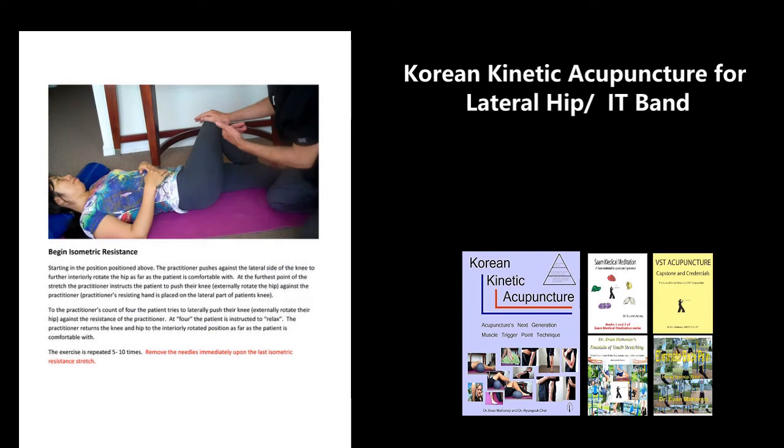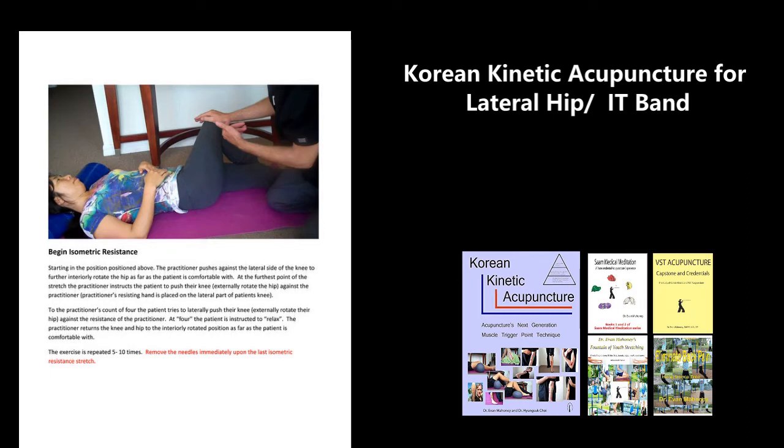We begin the isometric resistance. So we cross the leg over the opposite leg, and we're stretching the hip and IT band. And so starting in the position above, the practitioner pushes against the lateral side of the knee to further internally rotate the hip as far as the patient is comfortable with.